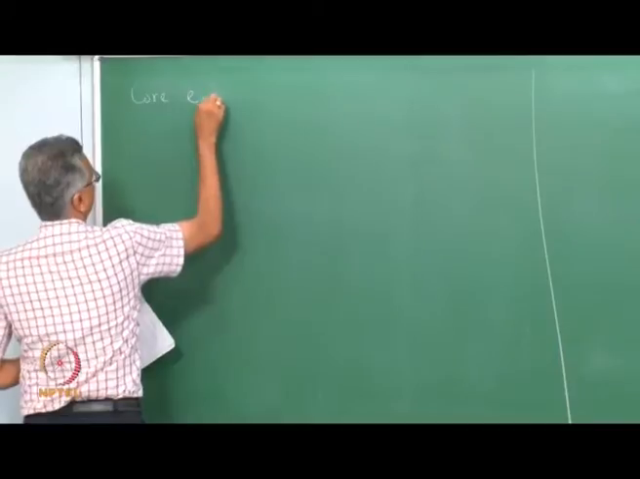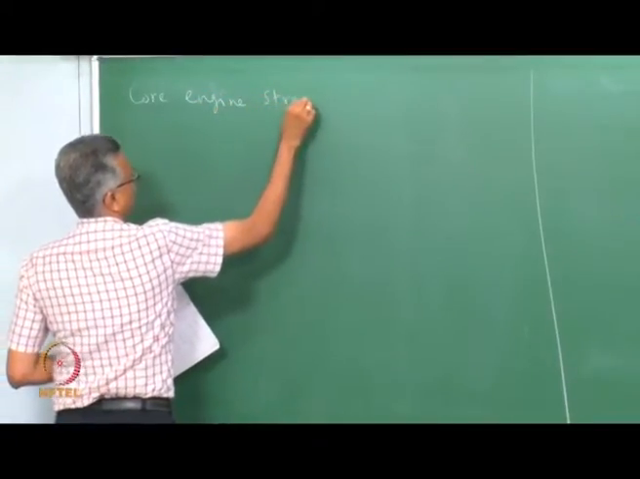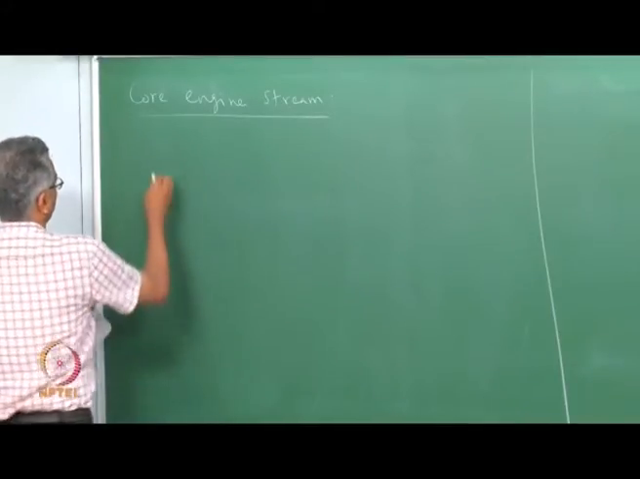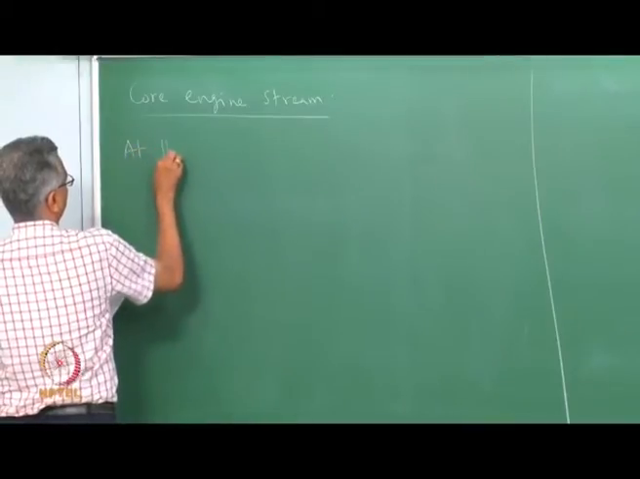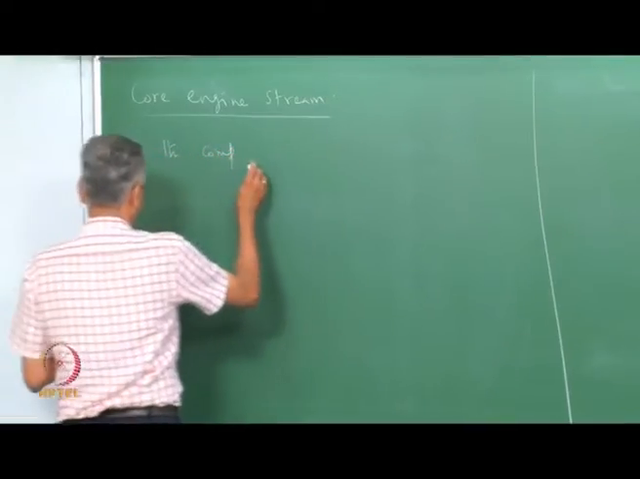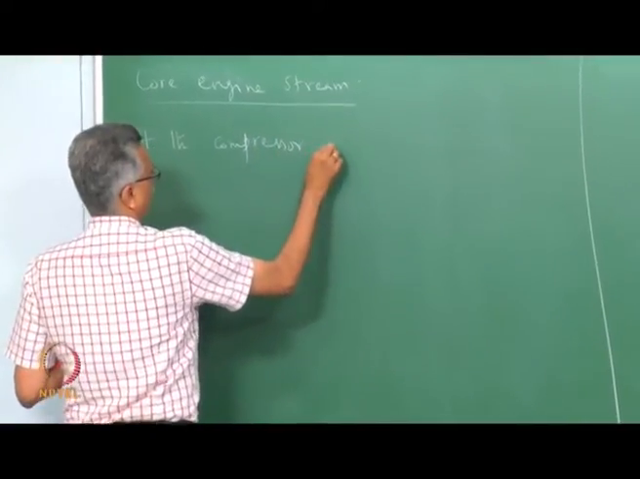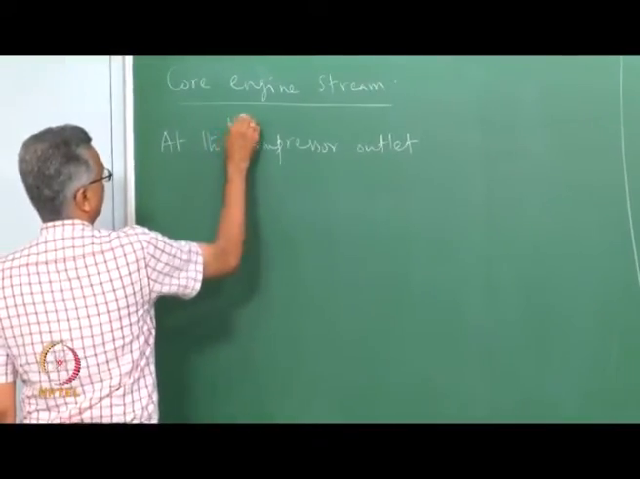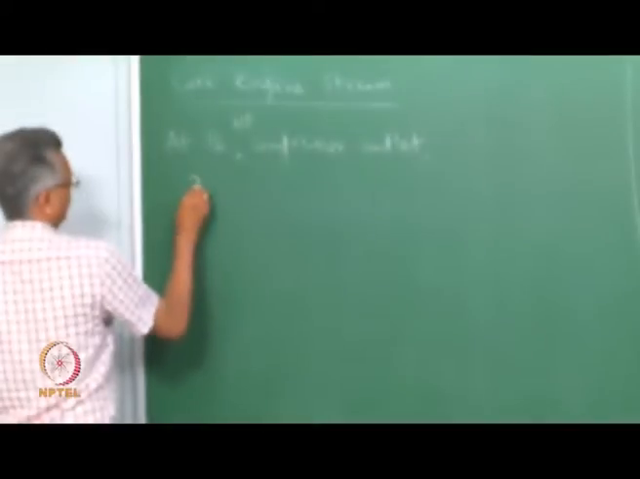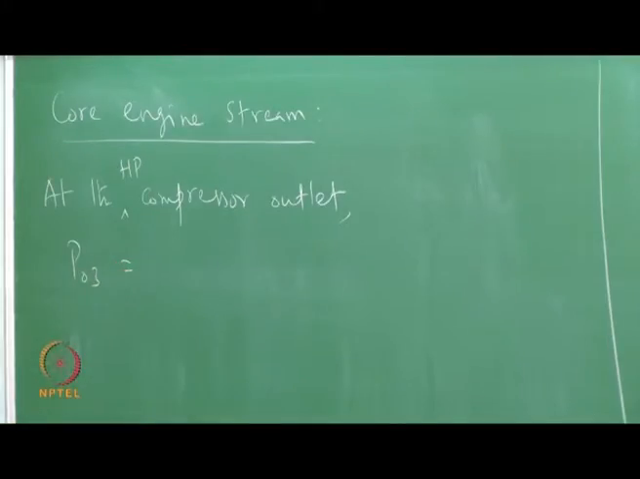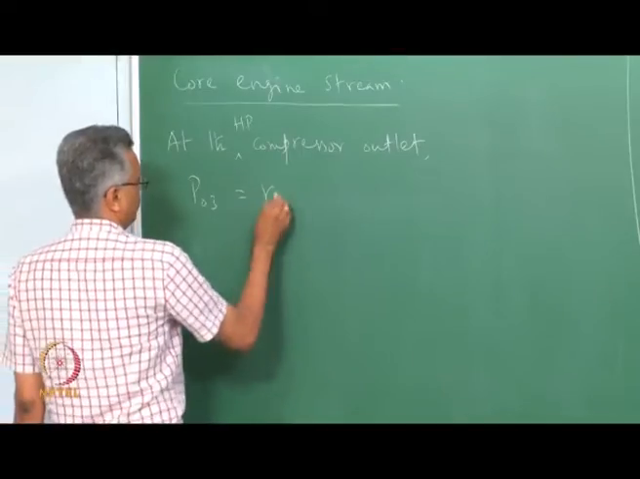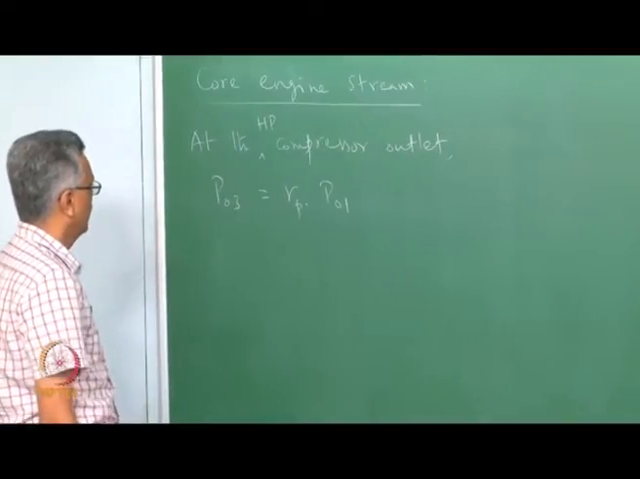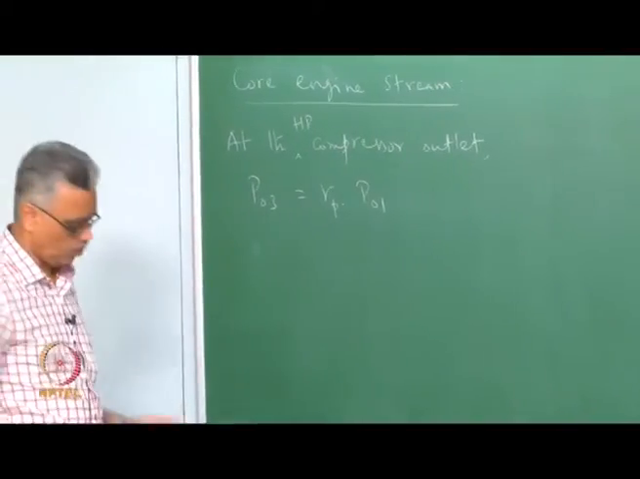So, for the core engine stream, I start with the compressor outlet. This is the HP compressor, if you remember. So, P03 is equal to the pressure ratio RP times P01. Remember, the pressure ratio itself is defined as P03 over P01.